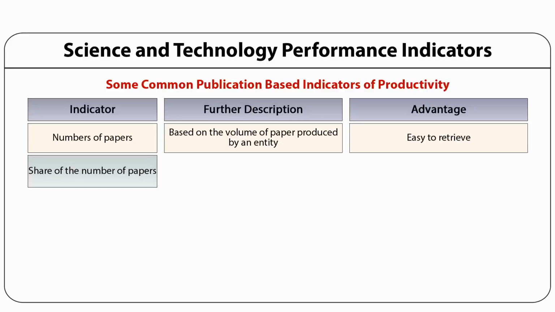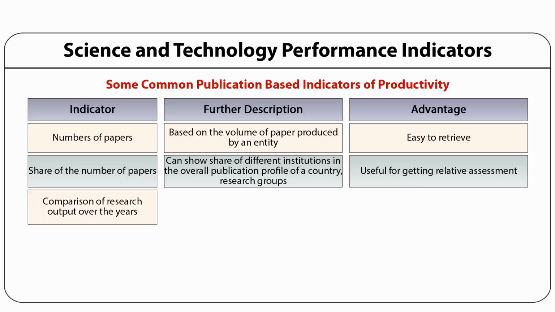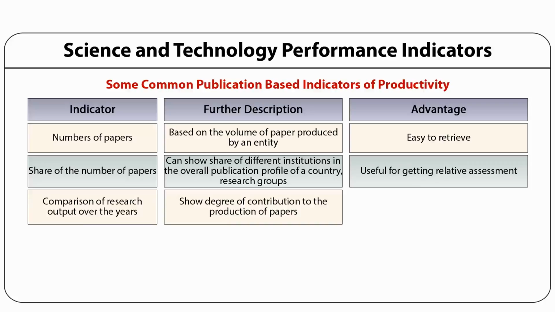Share of the number of papers can show share of different institutions in the overall publication profile of a country or research group. Useful for getting relative assessment, however, does not inform about impact. Comparison of research output over the years shows degree of contribution to the production of papers. It helps to capture the evolution of research output in different years, however, does not inform about impact.